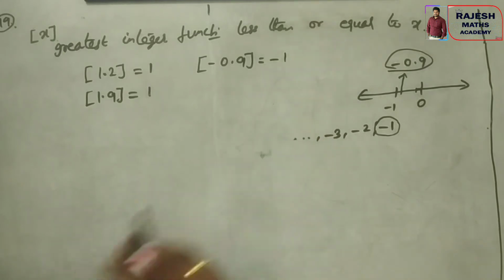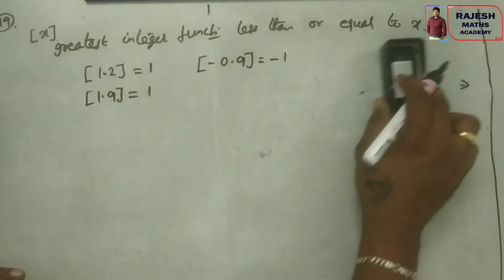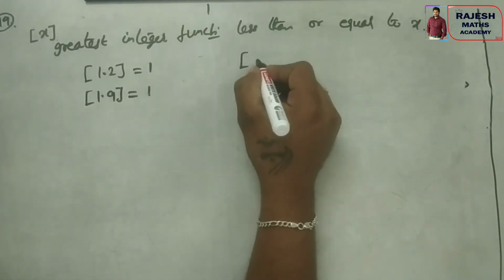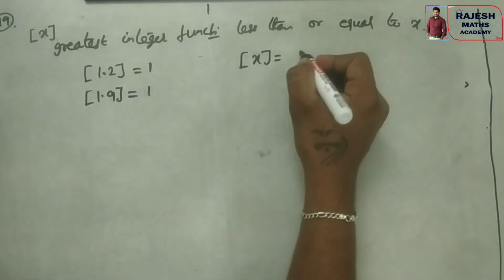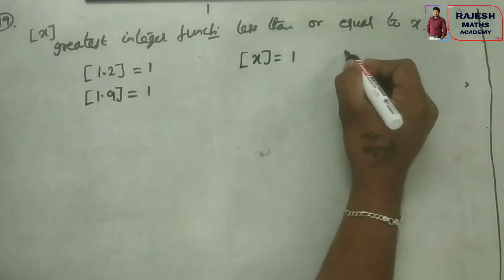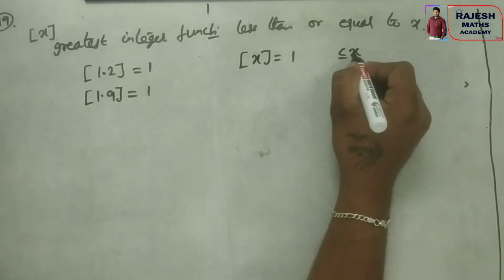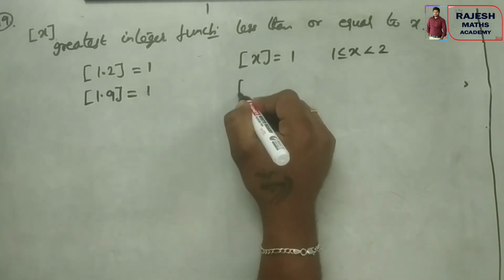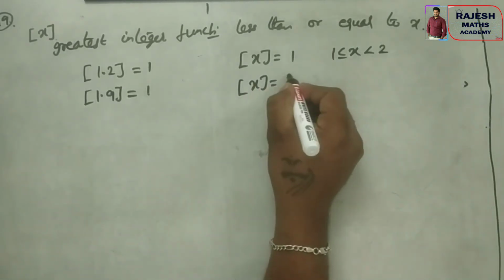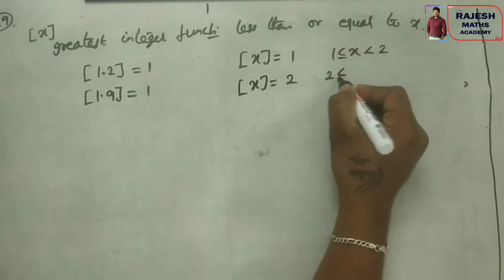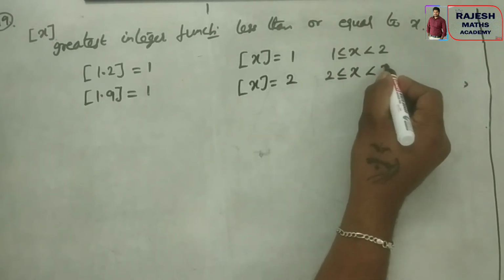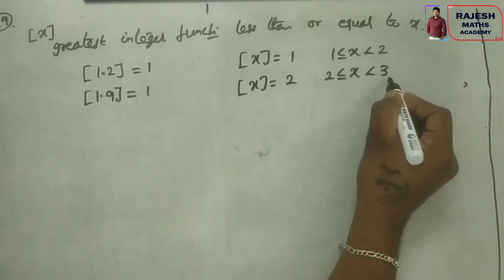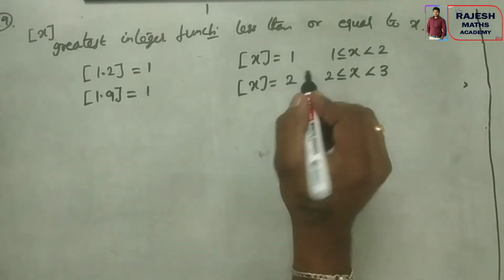Similarly for the remaining values. Generally, we write the definition as: the greatest integer of x is equal to 1 if the value of x lies between 1 and 2, that is, x is greater than or equal to 1 and less than 2. Similarly, the greatest integer of x is equal to 2 if x is greater than or equal to 2 and less than 3, that is from 2 to 2.9999.